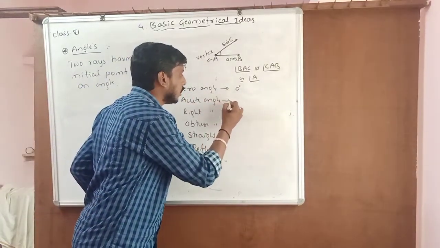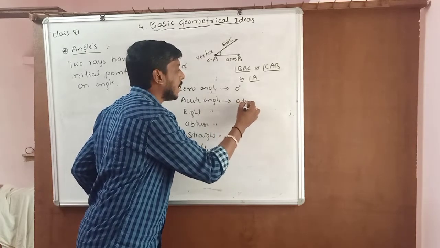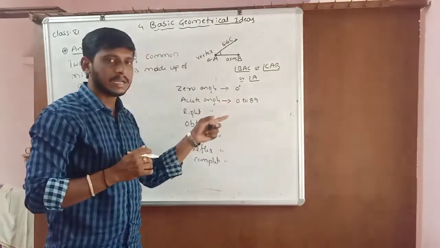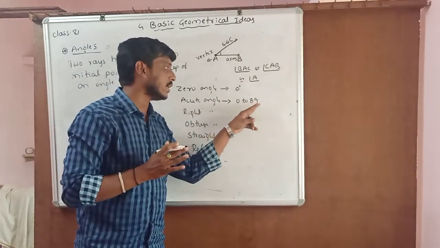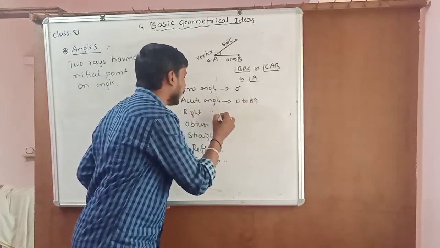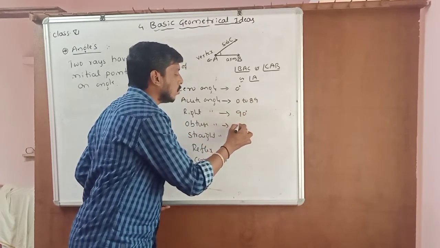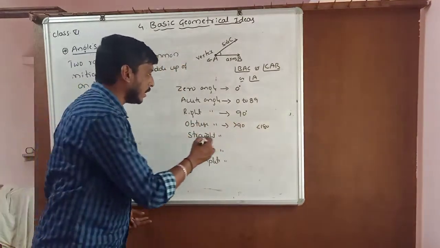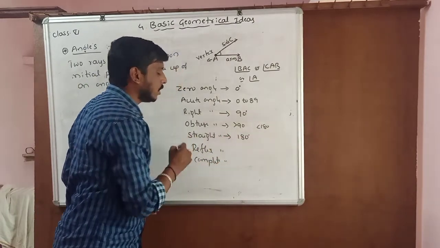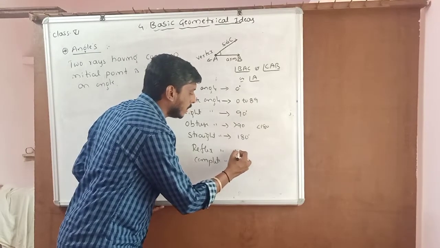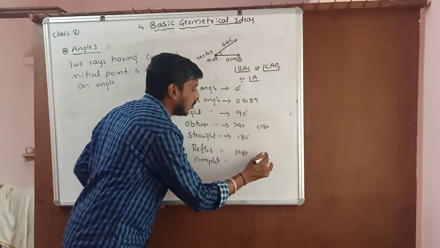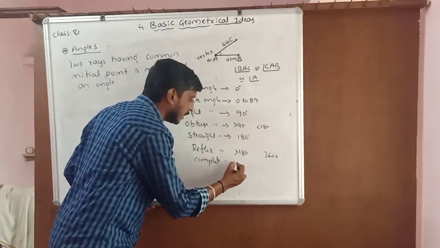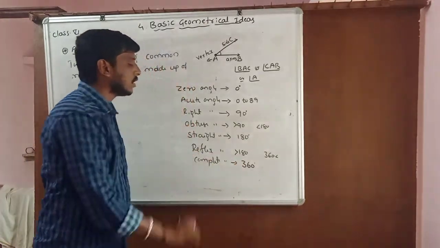What do you mean by acute angle? The angle that lies between 0 and 90 degrees. If it is 90, it is called a right angle, and the angle which is more than 90 degrees and less than 180 degrees is said to be an obtuse angle. Next, straight angle: the angle exactly equal to 180 degrees. Reflex angle: the angle more than 180 degrees and less than 360 degrees. Complete angle: the angle equal to 360 degrees.